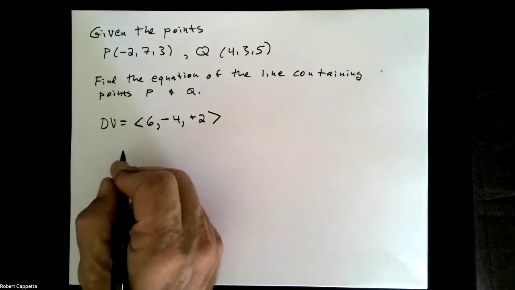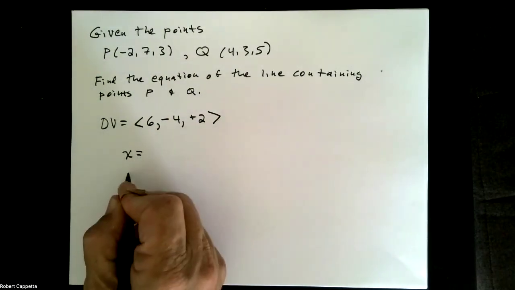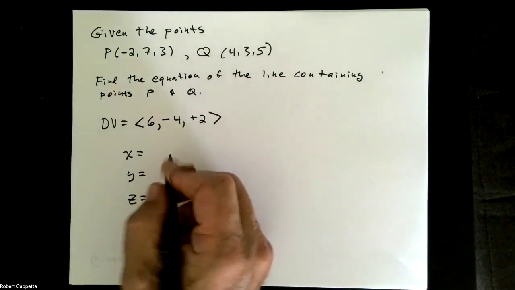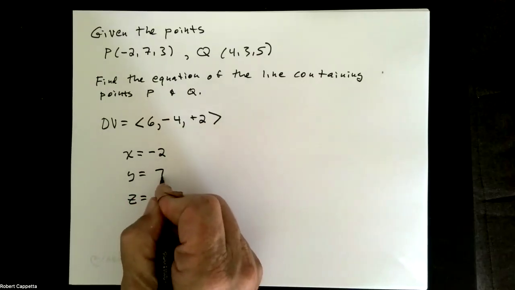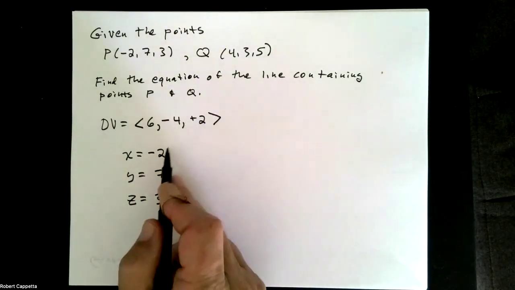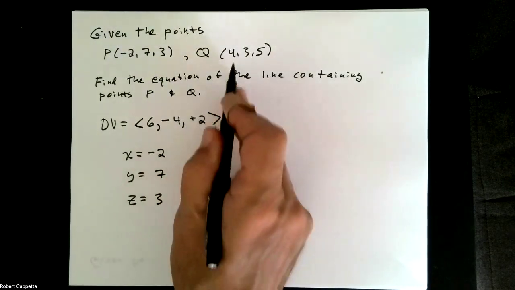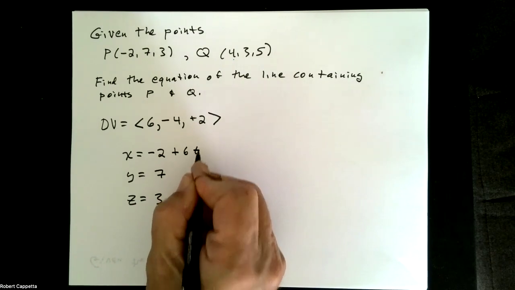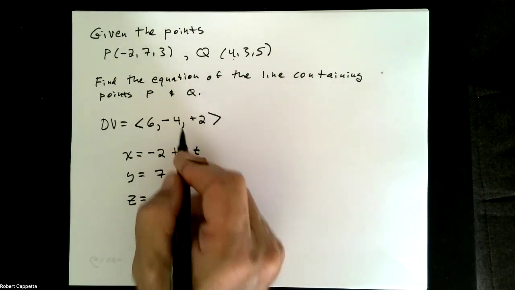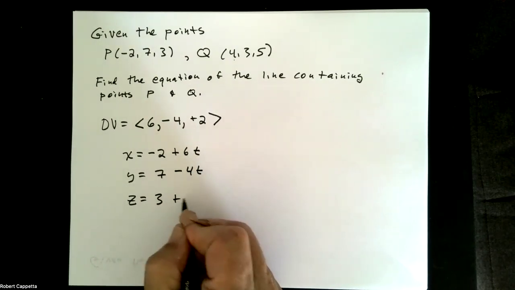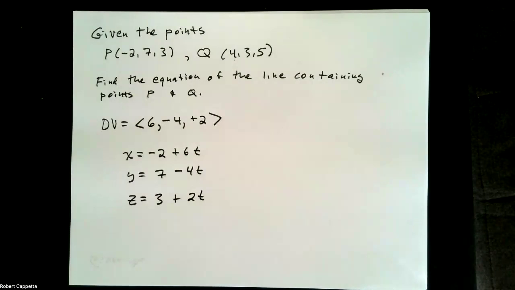Using the preferred parametric form, we're going to say x equals, y equals, z equals. Now we'll start with P, so starting at -2, 7, 3. Then we're going to add the values for the direction vector because I want to get to Q. Notice if I'm at -2, I need to add 6 to get to 4. So we're going to add plus 6t. Similarly, 7 minus 4t, and 3 plus 2t.